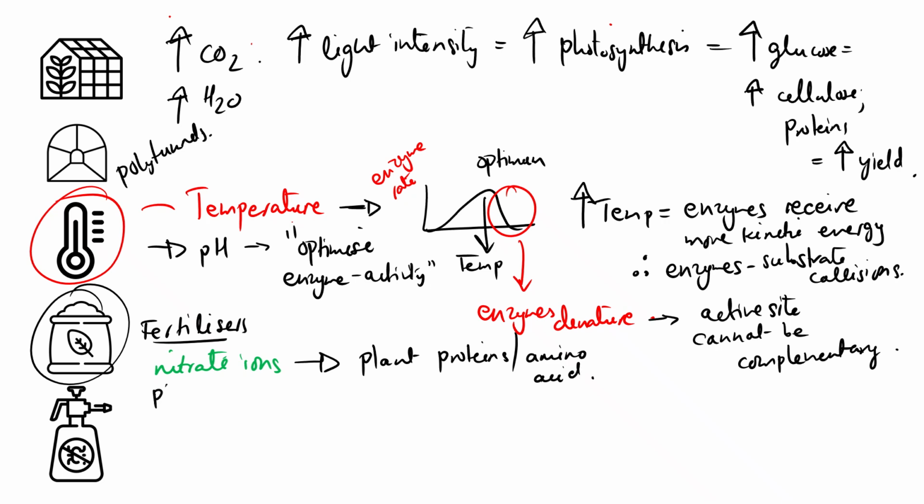Then you also got phosphate ions. Phosphate ions help. What do you think I'm drawing over here? So double helix, yep, DNA. They help with DNA production. Also, they help with ATP production, which was the energy currency of respiration.